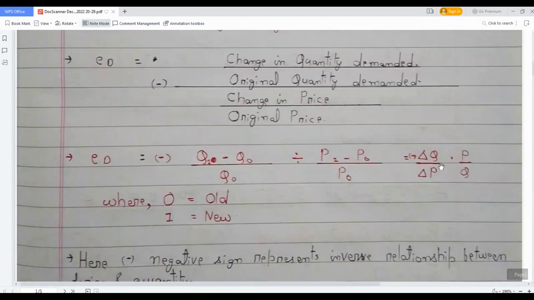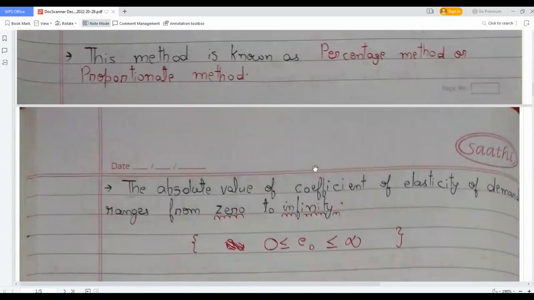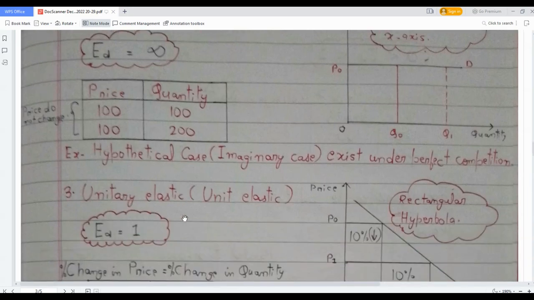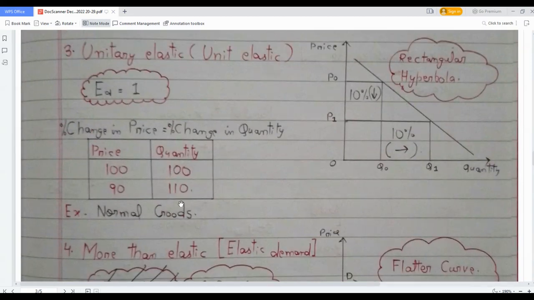See here, as the price doesn't change, therefore the change in P will be 0. As the denominator is 0 and whatever is in the numerator, as the denominator is 0, the answer will be infinity. Okay, thus it will be infinity. Let's take an example. Price doesn't change, it will be 100 and 100, and quantity increases from 100 to 200. There is a 100% increase in the quantity, and the price doesn't change. Thus the demand curve will be parallel to the horizontal axis or quantity axis, where the price doesn't change but the quantity changes. Okay, this hypothetical case exists under perfect competition. You will see this in the forms of market chapter.